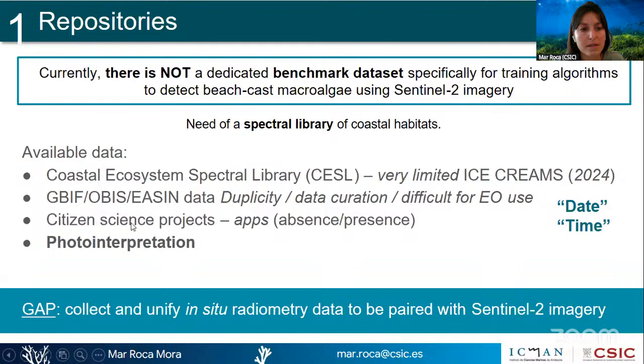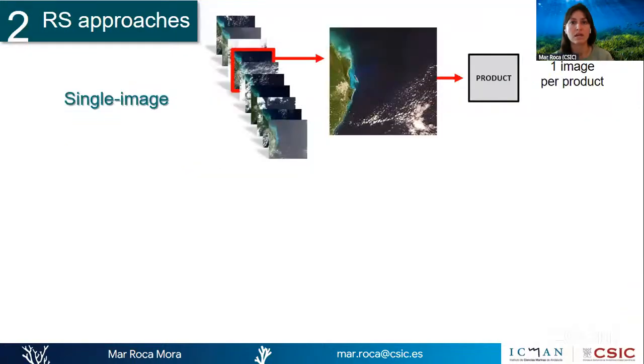There have been citizen science projects developed in the south of Portugal as well with this algae that are working quite fine because we can get absence and presence points from there in the moment. But mostly we have to rely most of the time on photo interpretation. We have to create these spectral libraries in this case. So there's a gap of information on this that we have to address, collecting and unifying all this in situ radiometry and pairing it with Sentinel-2 data.